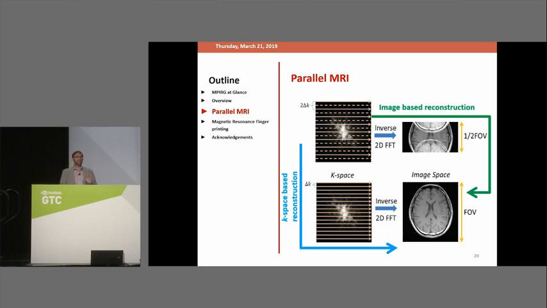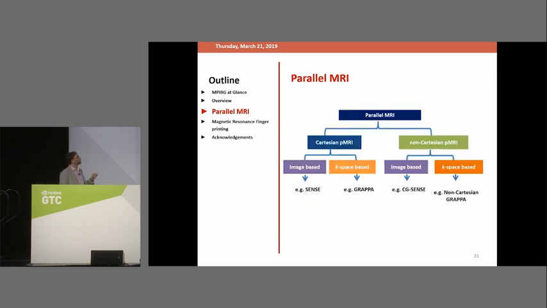So on the scanners, reconstruction methods exist which work on both ideas. I'll explain both of those briefly. So parallel MRI is Cartesian, non-Cartesian, and then image-based, K-space based, and many methods exist. What I'm going to show here briefly is SENSE, which is an image-based method, GRAPPA, the K-space based method, and the non-Cartesian GRAPPA, which is also a K-space based method.